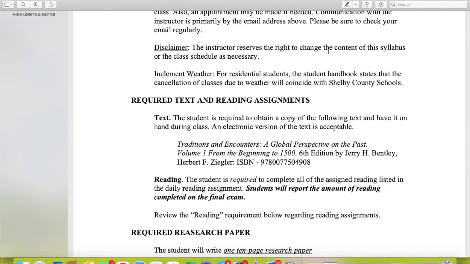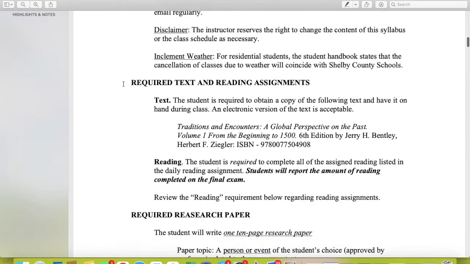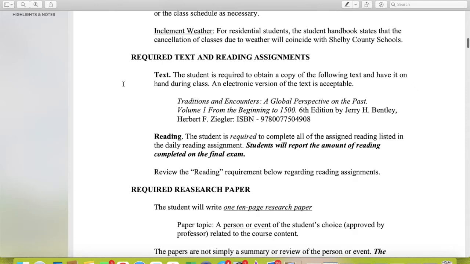Disclaimer: the instructor reserves the right to change the content of the syllabus or the class schedule as necessary. That's rare. We do pretty much stay on course.